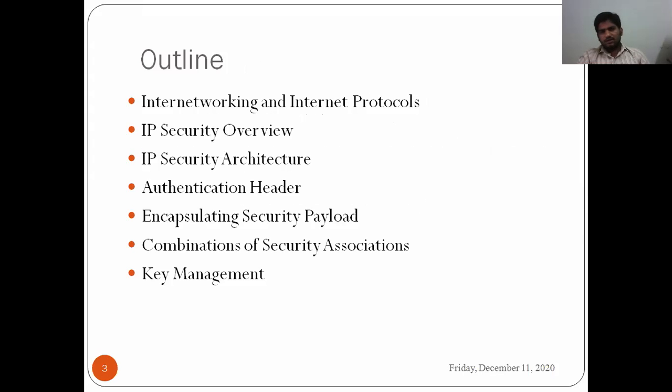So in this total unit we are going to see about internetworking and internet protocols, the IP security overview, IP security architecture, authentication header, encapsulating security payload, the combination of security associations, and the last one is about key management. So these are the things we are going to be discussing in this unit. First of all, we have to go with internetworking and the internet protocols.